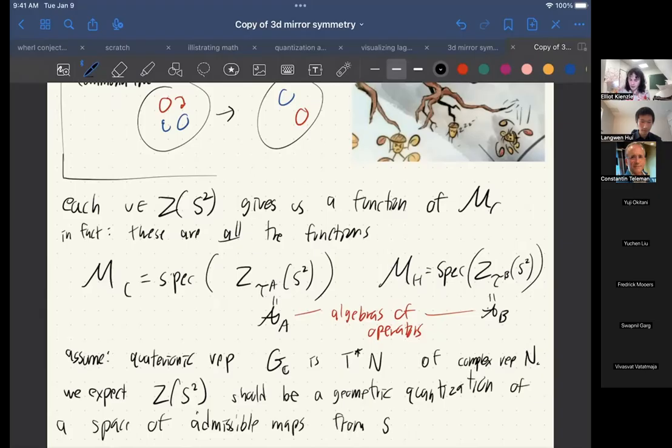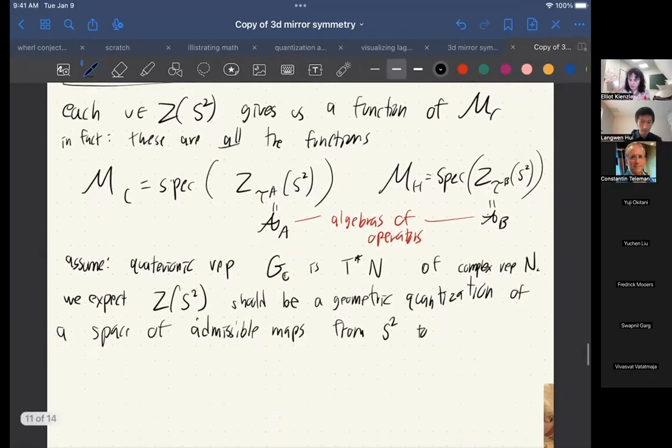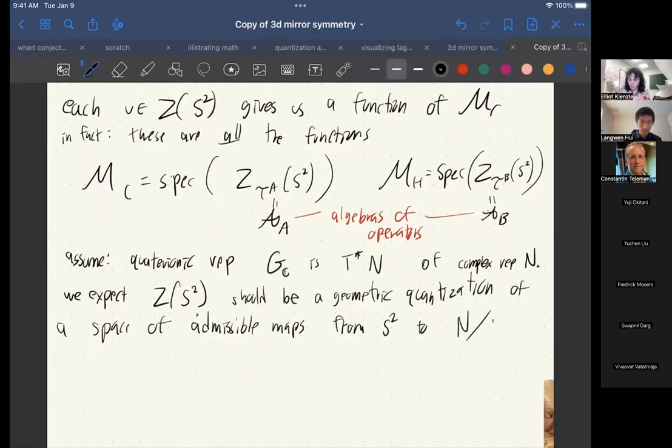from S2 to, well, the target. And in this case, because of this simplifying assumption, the target is going to be the stacky quotient of your complex rep divided by your complex group. Now, this word admissible is once again doing a lot of heavy lifting. Hiding inside of this is some sort of supersymmetric localization argument that tells us that this will actually end up only being a finite dimensional space of maps when we're actually examining it, so we can actually geometrically quantize it in a reasonable way.